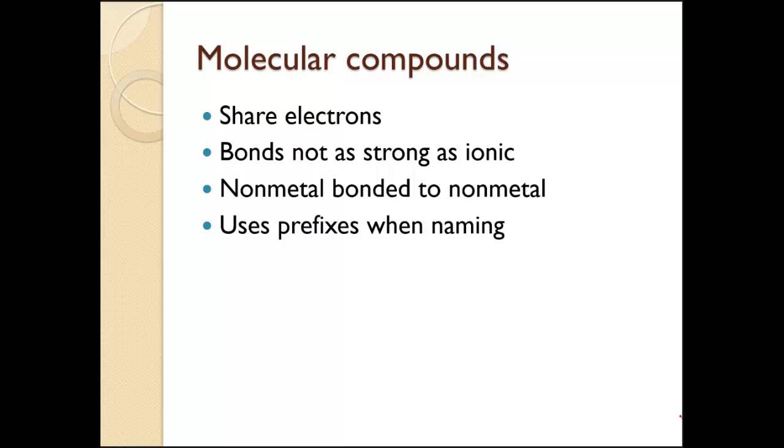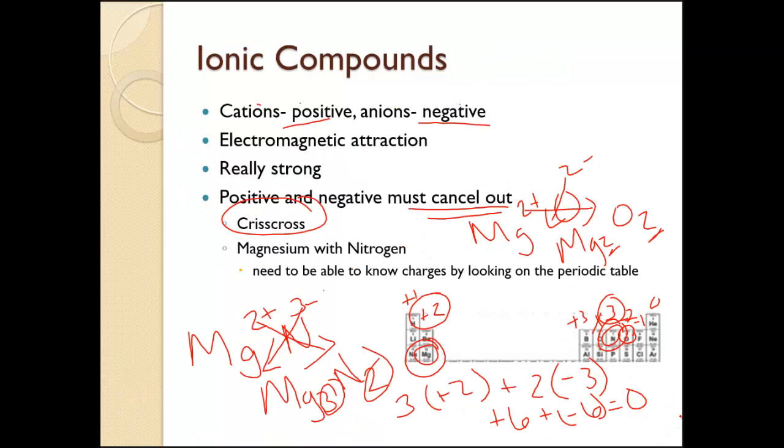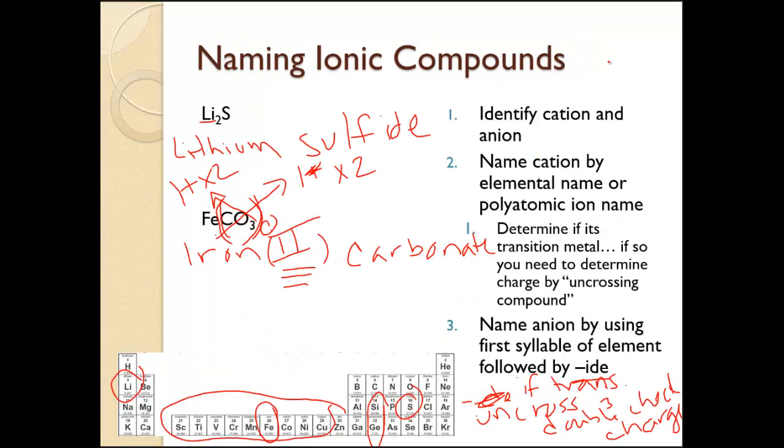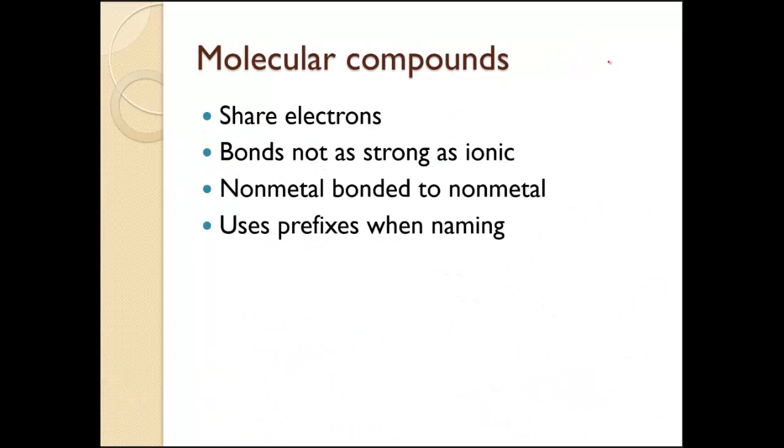Although you will see a trend up here for the ionic that a lot of the times it's metals and nonmetals. Not 100% of the time, but a lot of the time. Whereas down here molecular, it'll be nonmetal and nonmetal. And these use prefixes when they're named.